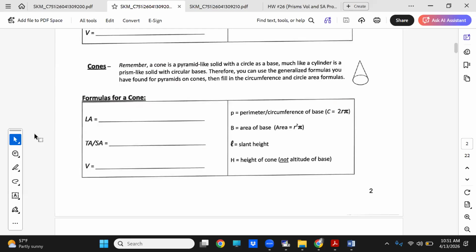So anyhow, as you can tell, the lateral area is going to be pretty much the same thing, right? It's 1/2, but the perimeter is not a perimeter necessarily; it's a circumference, right? Perfect. That's exactly it.